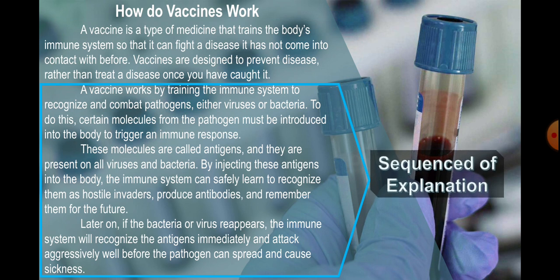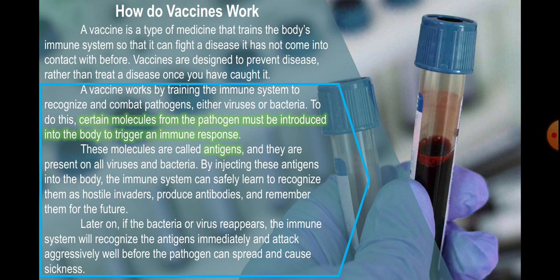When you read the text, you can understand well by marking each process in the text. For example, this is the first step in this text. I already marked it. You can mark it as the first step of the process. Certain molecules from pathogen must be introduced into the body to trigger an immune response, and these molecules are antigens.